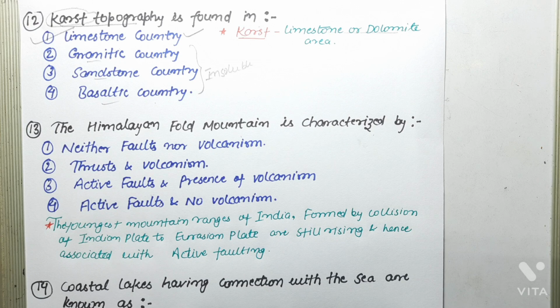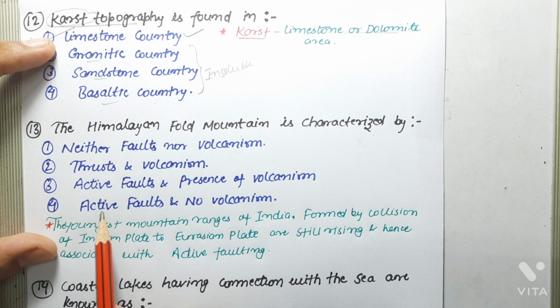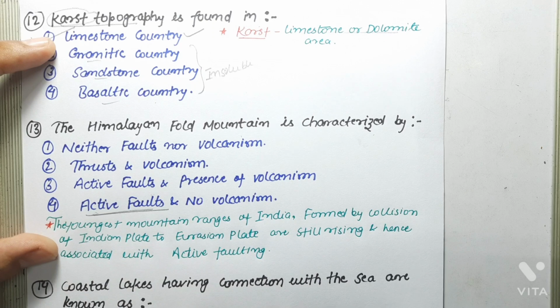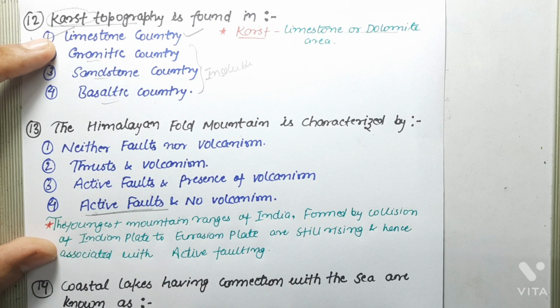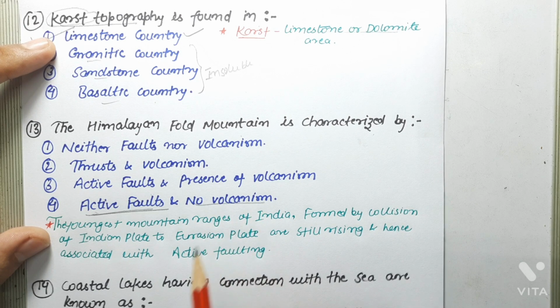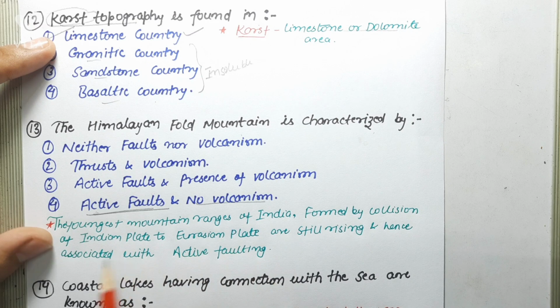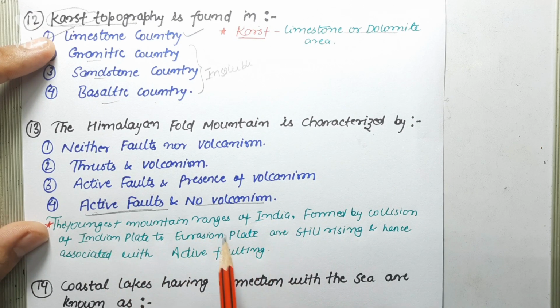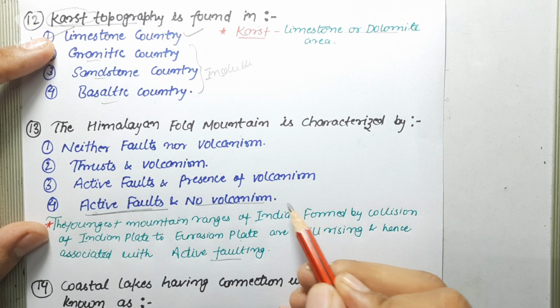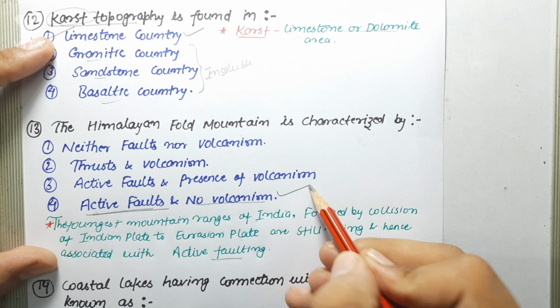Now since Himalayas are still rising, it is associated with active faulting, and there is no volcanism because these plates are not subducting into mantle, so therefore no volcanism takes place. So this is also explained here that youngest mountain range of India formed by collision of Indian plate to Eurasian plate and are still rising and hence associated with active faulting. Okay, so the correct answer of this question is active faults and no volcanism.